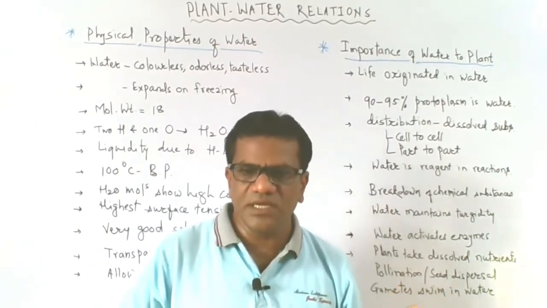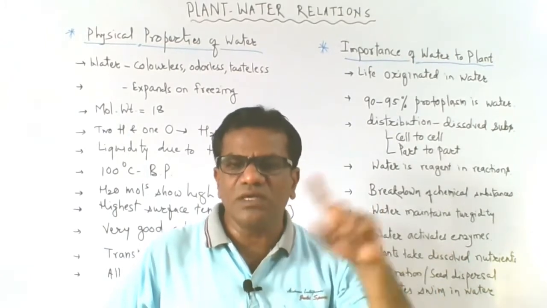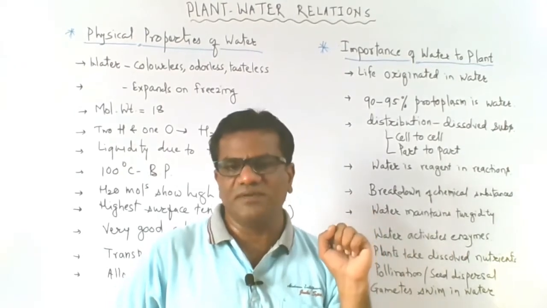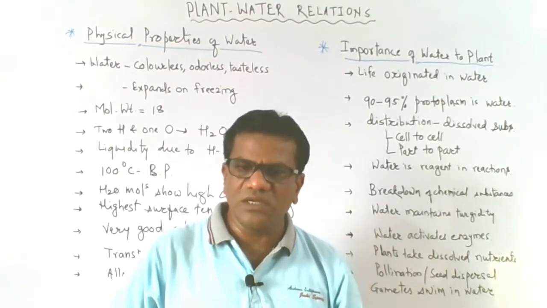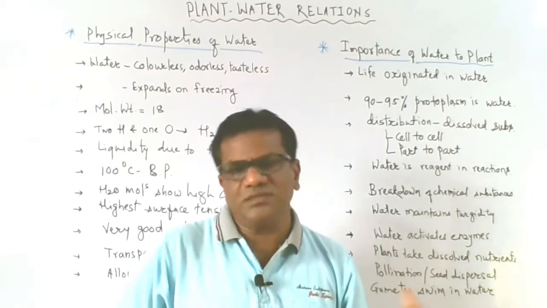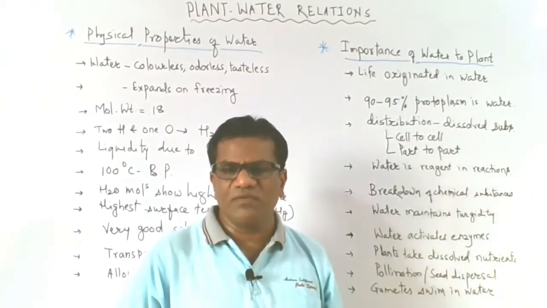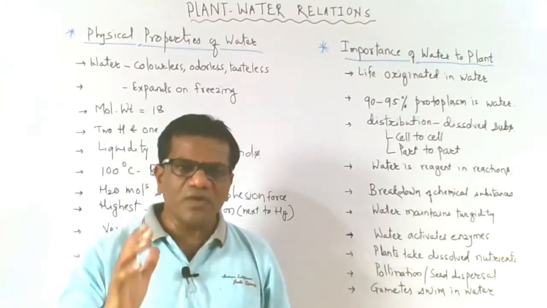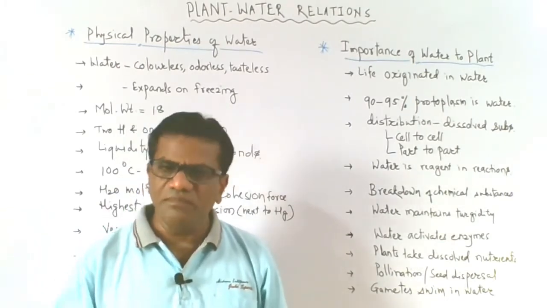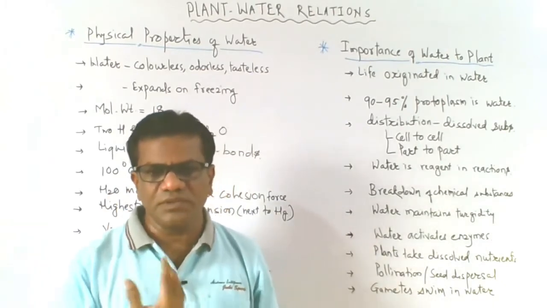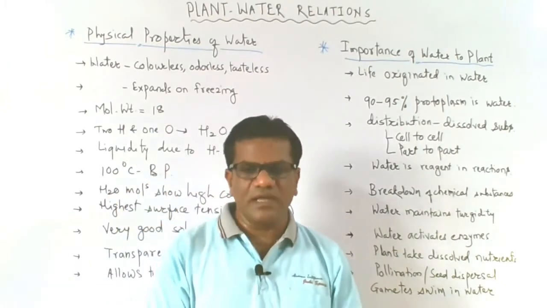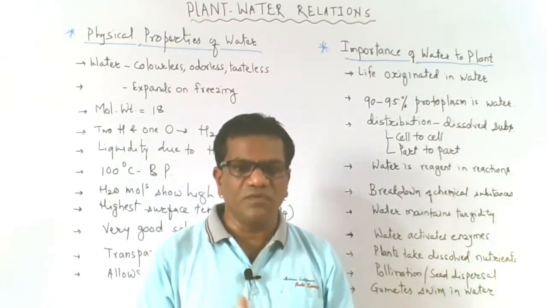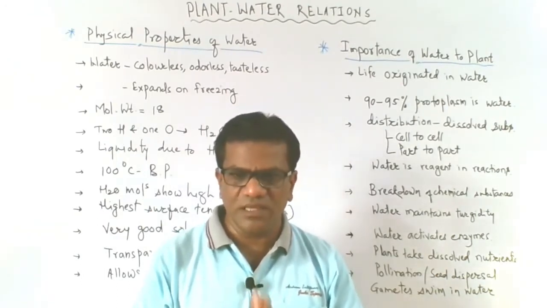In seed germination, the external covering of the seed, which is known as the seed coat, is broken down by absorption of water. In the absence of water, seeds do not germinate. Why? Because they need water to break down the seed coat. If and only if the seed coat is broken down, the plumule comes out and forms the shoot part, and the radicle comes out and forms the root part. Therefore, in the absence of water there is no seed germination.